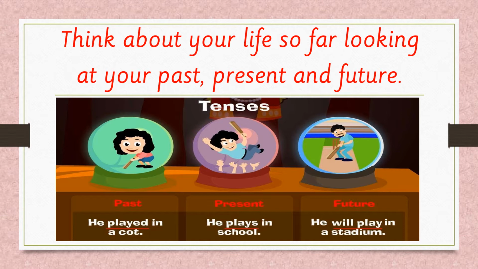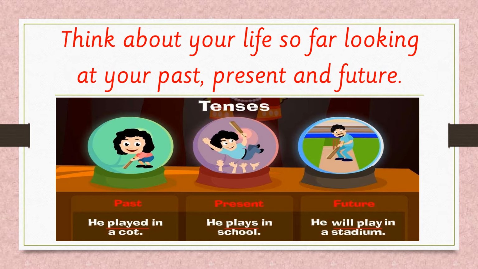So I want you to think about your life so far, looking at your past, your present, and your future. If you look at the picture on the screen, you can see a little boy, and it says, in the past, he played in a cot. In the present, he plays in school. And the future, he will play in a stadium. So this little boy is obviously a cricket fan and has been playing cricket his whole life. But the place that he's been playing has changed, of course, as he's grown up.